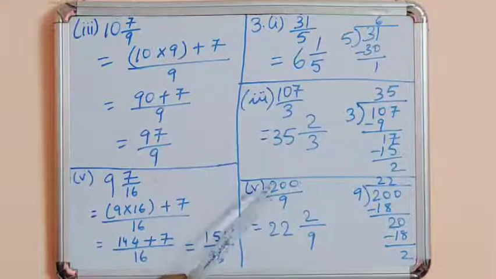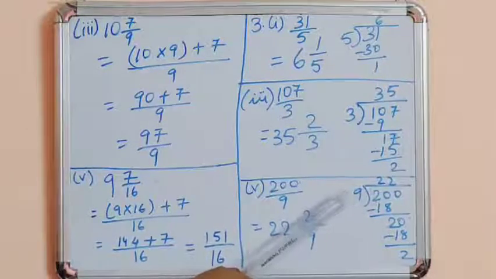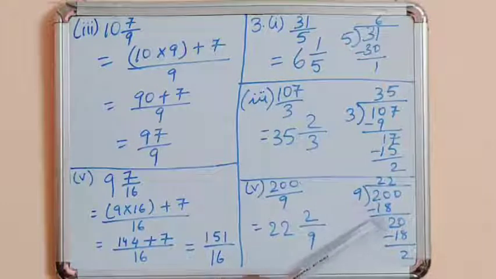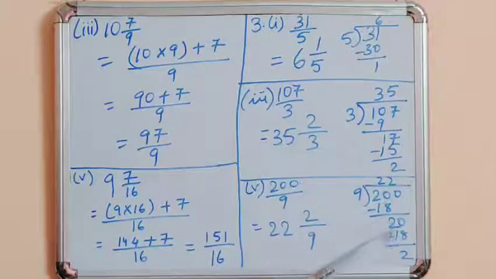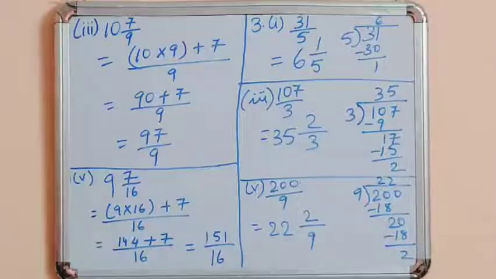Now number 5, 200 by 9. Again you divide these two, 200 by 9. 9 2s are 18. So 20 minus 18 is 2 and 0 will come down. So 9 2s are 18 again. So 20 minus 18 is 2. Now 2 is the remainder here. So the fraction will be 22 2 by 9. So 22 2 by 9 is the answer.